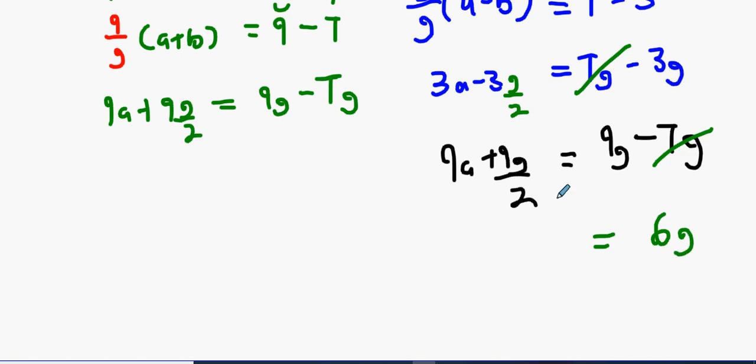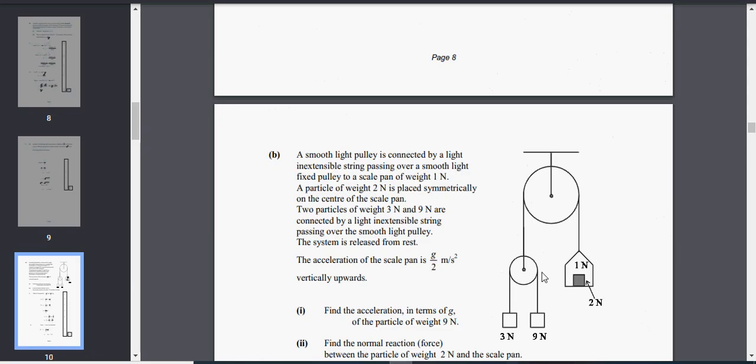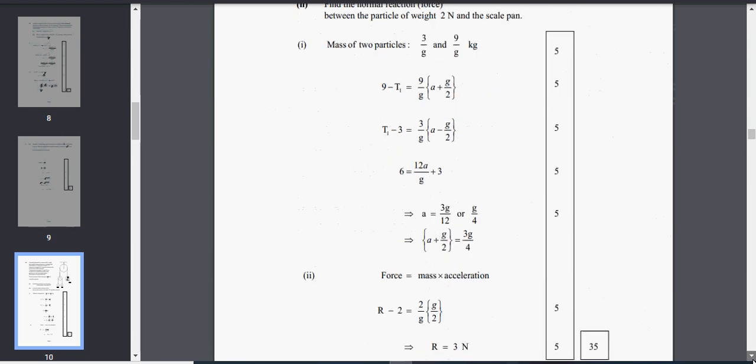6G. 3A plus 9A. 3G over 2 plus 9G over 2. 6G over 2, which is 3G. 12A equals... A equals G over 4. Let's find out. G over 4, excellent.